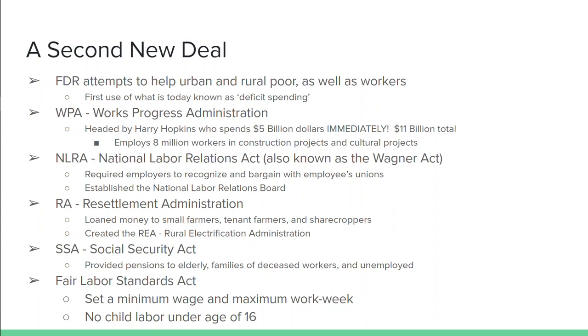Now, what did all this money go for? Well, it was construction projects. Somewhere like 34,000 construction projects put 8 million people to work. But it wasn't just that. The WPA paid people to paint murals, take photographs, record slave narratives. If you remember earlier in the year, you had to read an excerpt from a book called Black Elk Speaks. Black Elk Speaks was written as part of this WPA program.